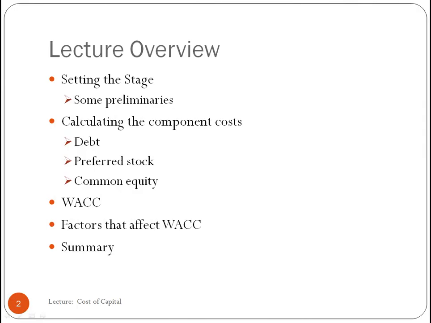Let's just take a moment and go through a quick overview of what we're going to talk about. I want to set the stage on what I mean by the cost of capital and why we want to discuss this. And then we will go into calculating the different component costs, which are debt, preferred stock, and common stock equity. Finally, we'll put it all together and look at the WACC, which is the weighted average cost of capital. And we'll talk about some factors that affect the WACC, and then we will wrap up the lecture.